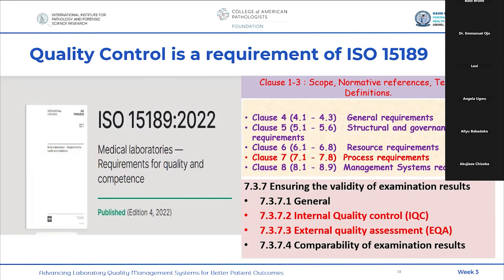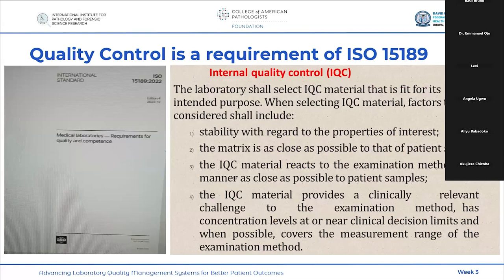In the 2012 version of the ISO standard, the term that was used then instead of validity was ensuring the quality of examination results. So for the 2022 version, 7.3.7.2 talks about internal quality control, while 7.3.7.3 talks about EQA. I took a part of the requirements just to illustrate what we'll be talking about on IQC.